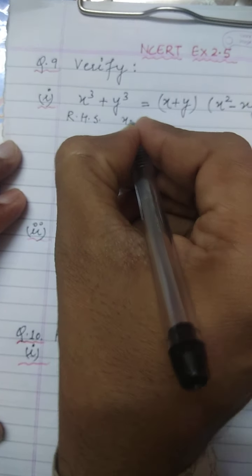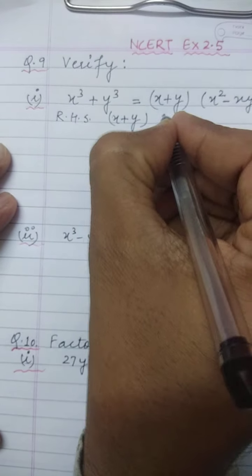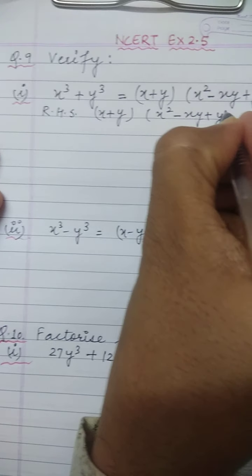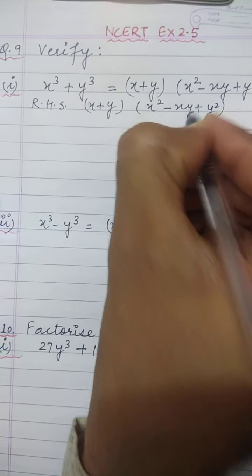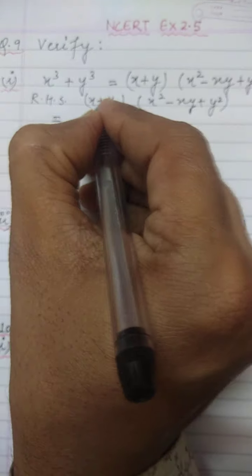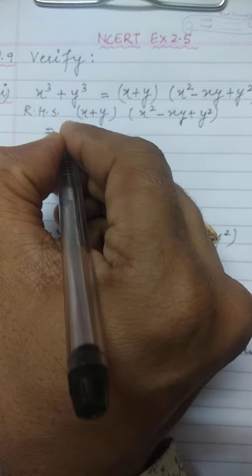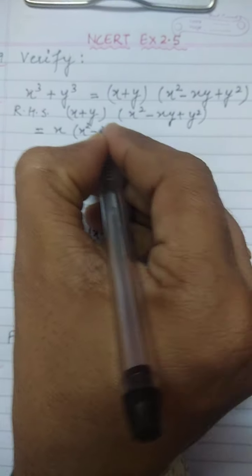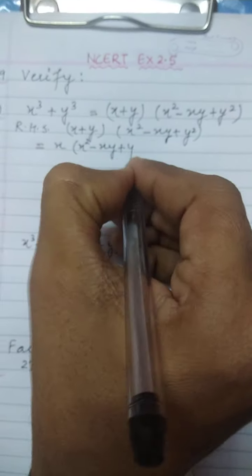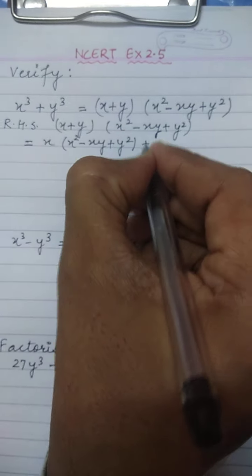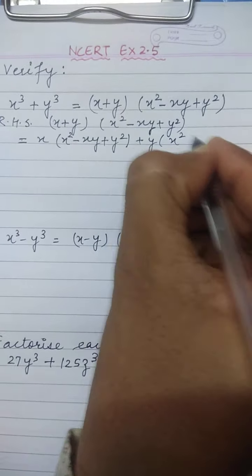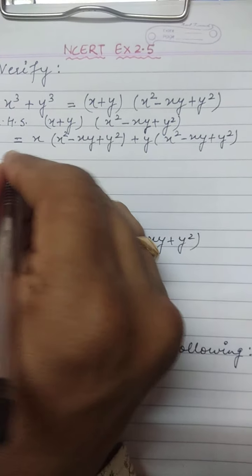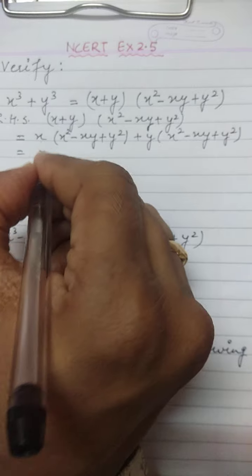So right hand side is x plus y, x square minus xy plus of y square. So the first term of this x plus y, that is x, is multiplied by the x square minus xy plus y square, and the second term y is also multiplied by x square minus xy plus y square. X multiplied x square, we get x cube.